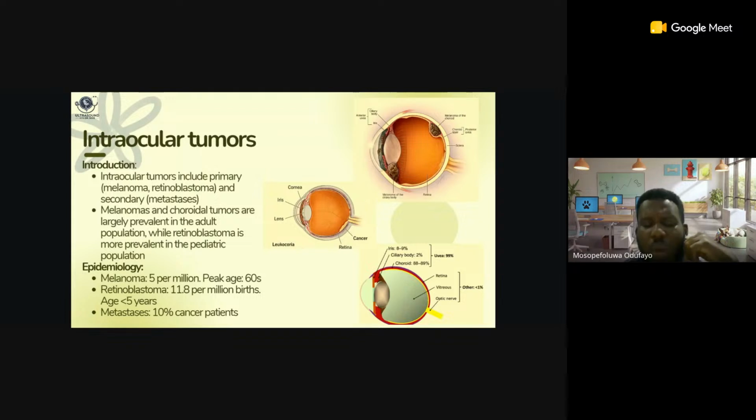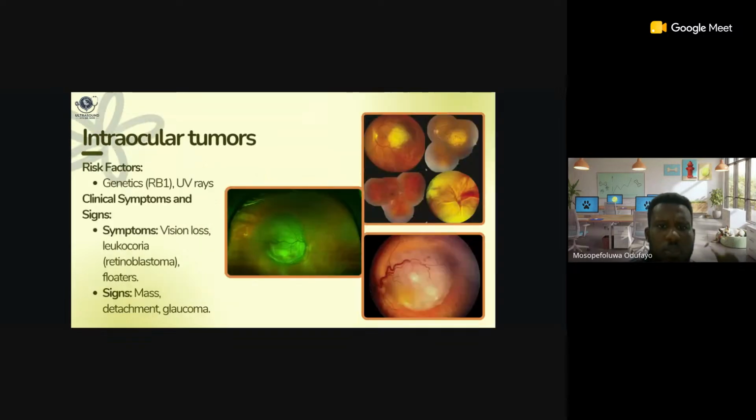Nevertheless, we have primary malignancies. Primary malignancy in adults of the eye is melanoma. That in children is retinoblastoma. Melanomas and choroidal tumors are largely prevalent in the adult population, while retinoblastoma is prevalent in the pediatric population. So this is the epidemiology, basically. So what are the risk factors? Genetics, ultraviolet rays.